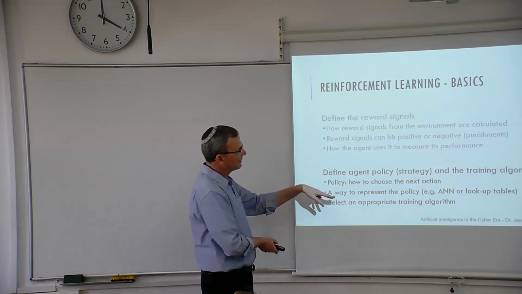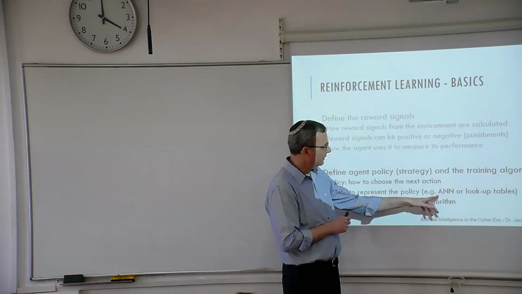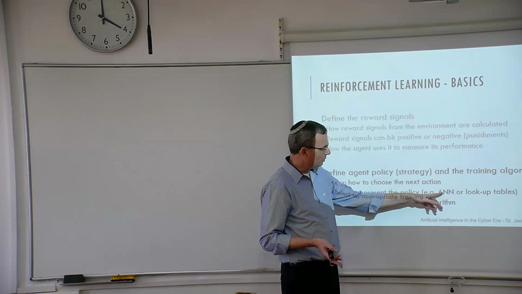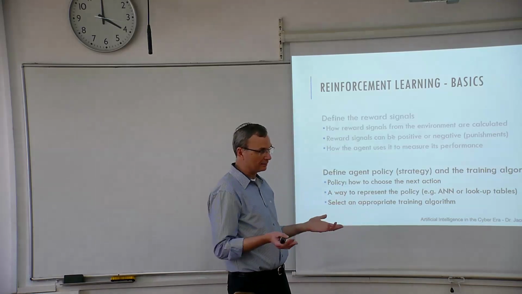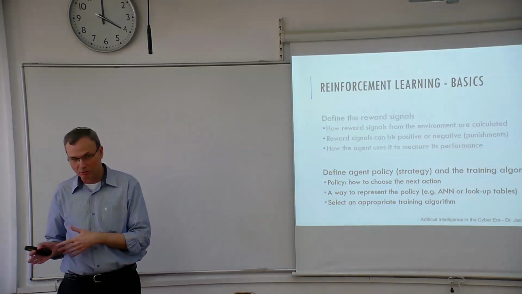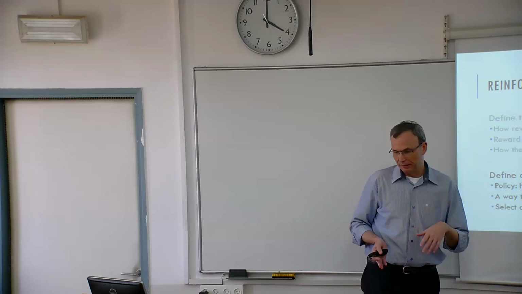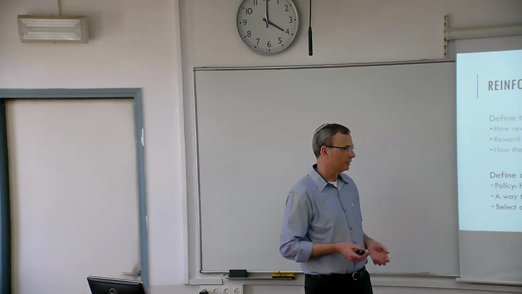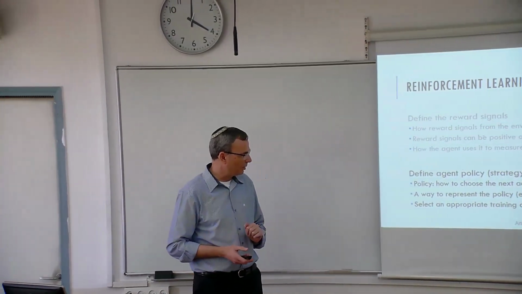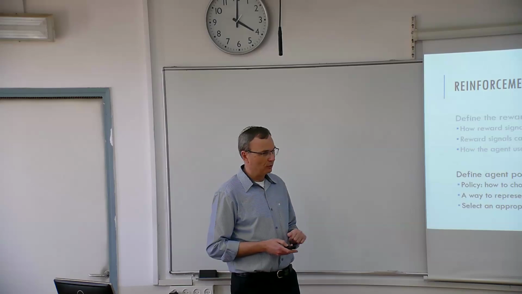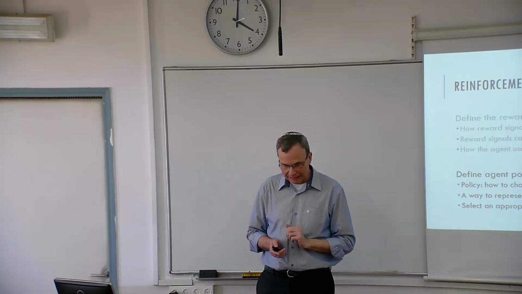We need some way to represent the policy itself. And for this, people nowadays use either an artificial neural network, or lookup tables, which are basically a rule system. As I told you, people use tables to represent rules. So to maintain my policy, I can do it either with the tool of machine learning, which is neural networks, or use rules. And I need to select an appropriate training algorithm, which I'm not going to get into details for, but just again try to give you the general idea.